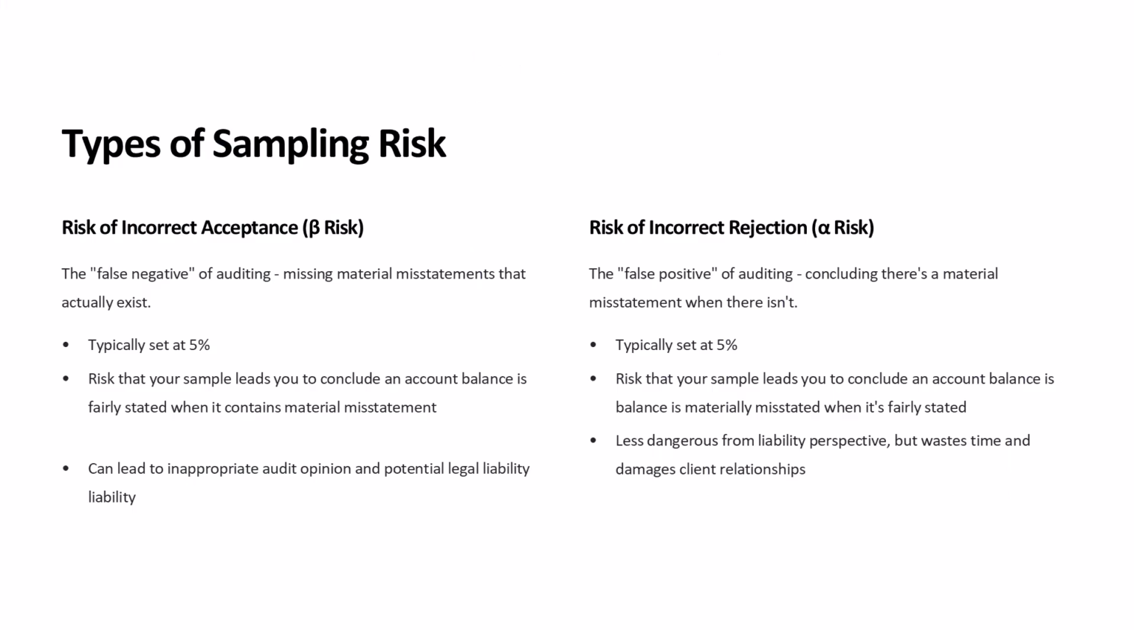Sampling risk types. In audit terms, sampling risk is the possibility that your conclusion based on your sample is different from what you'd conclude if you examined everything. There are 2 types of sampling risk that every auditor needs to understand in detail. Risk of incorrect acceptance, or beta risk, is typically set at 5%. Think of this as the false negative of auditing, missing material misstatements that are actually there. This is what keeps auditors up at night.